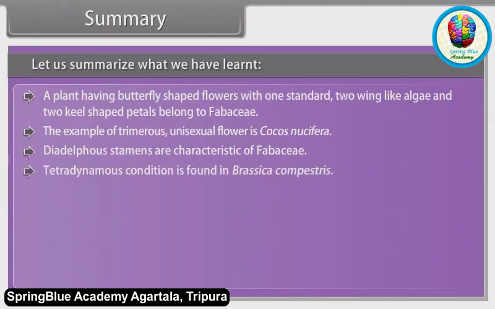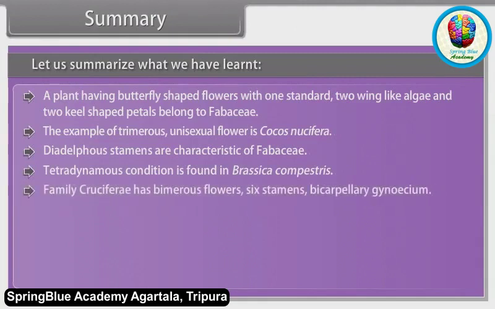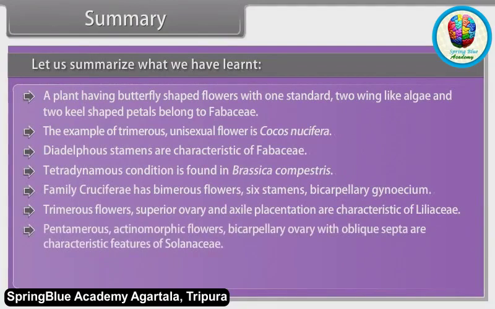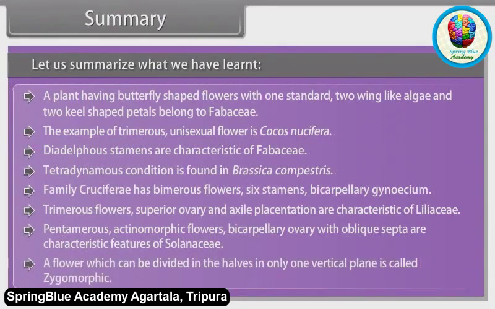Tetradynamous condition is found in Brassica campestris. Family Cruciferae has bimerous flowers, six stamens, bicarpellary gynoecium. Trimerous flowers, superior ovary and axile placentation are characteristic of Liliaceae. Pentamerous, actinomorphic flowers, bicarpellary ovary with oblique septa are characteristic features of Solanaceae. A flower which can be divided into two halves in only one vertical plane is called zygomorphic.